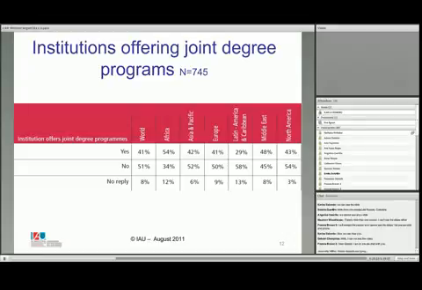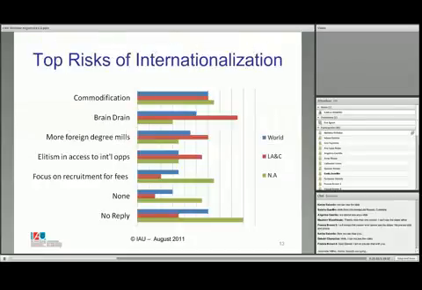Whereas in North America, they are fairly popular, with almost half the institutions agreeing that they offer joint degree programs.